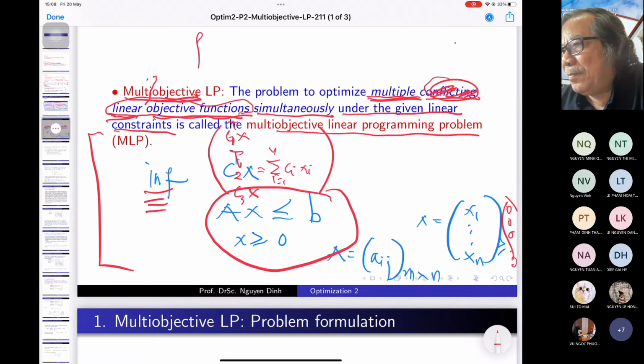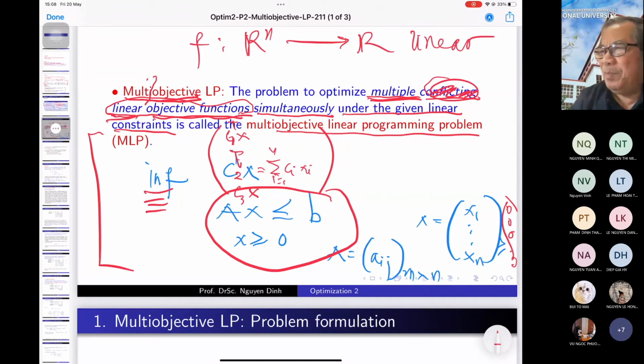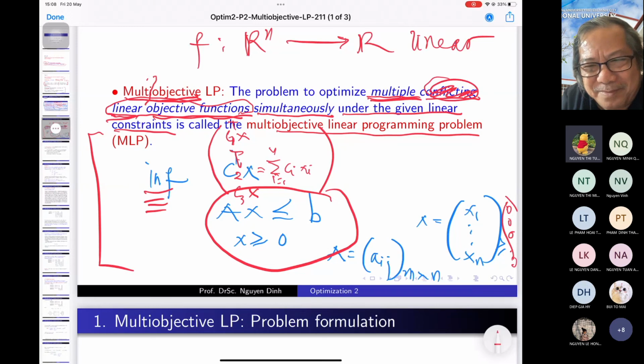The function f from R^n to R is called linear. So what does it mean? What is the form? Tường Vi, what is the form of the linear function? Hello? Tường Vi, are you there? So what is the linear function? What form does it have? You don't know? Oh my God.